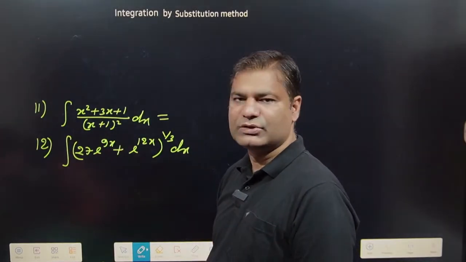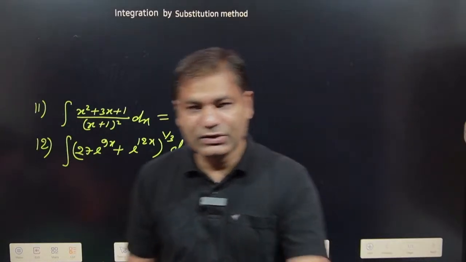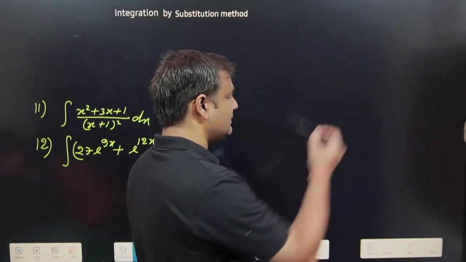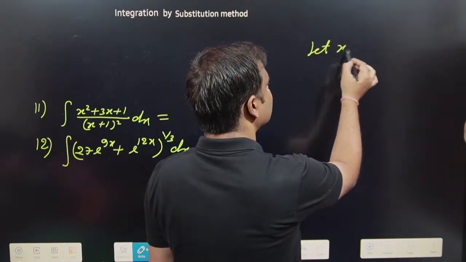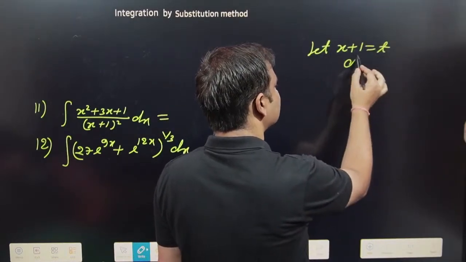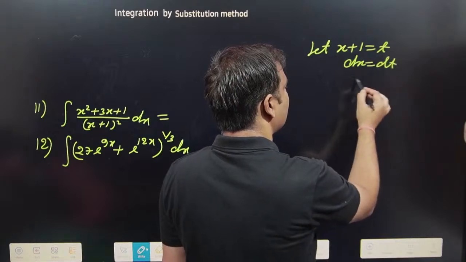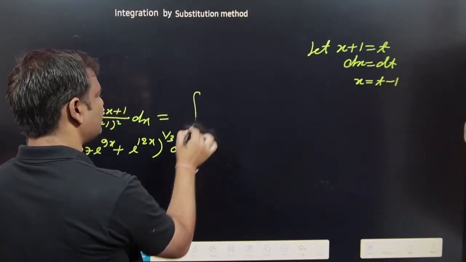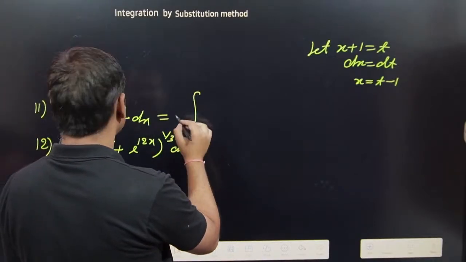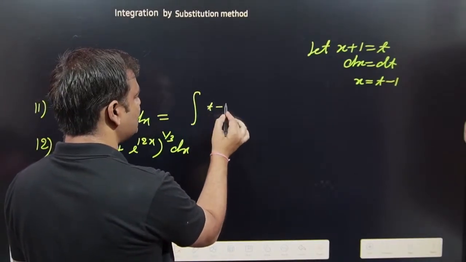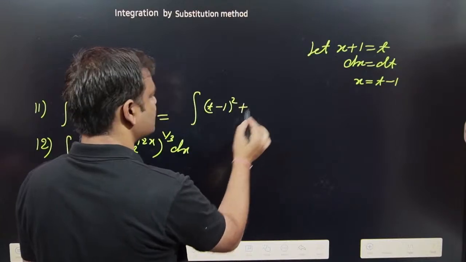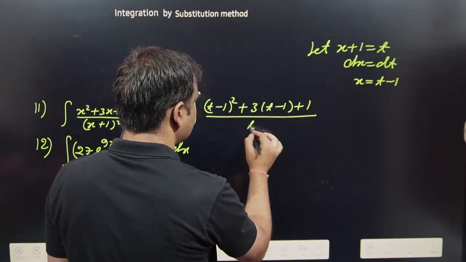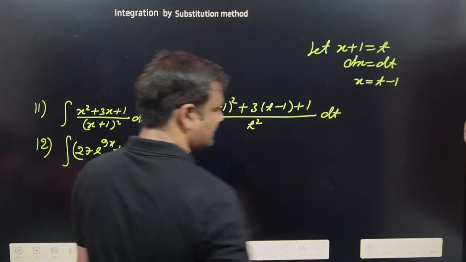So x + 1 is taken as t. Basically x + 1 is replaced by t, so dx is replaced by dt. And what about x? x is replaced by t minus 1. So that is written how much? x squared is (t − 1)² plus 3 times x, which is t − 1, plus 1, divided by t squared, and dx replaced by dt.